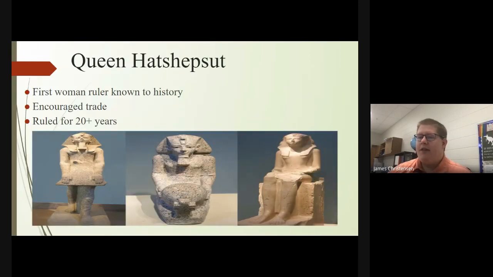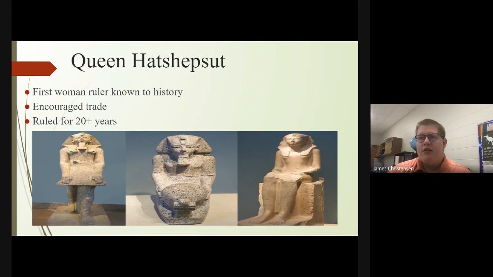So, I might have briefly mentioned her previously, but we have the wonderful Queen Hatshepsut to speak about today. She was the first woman ruler known to history. She encouraged trade, and she ruled for over 20 years. That being said, she rose to the throne because her husband died, and her stepson was too young to take the throne. He was only like 3 or 4 at the time of his father's passing.